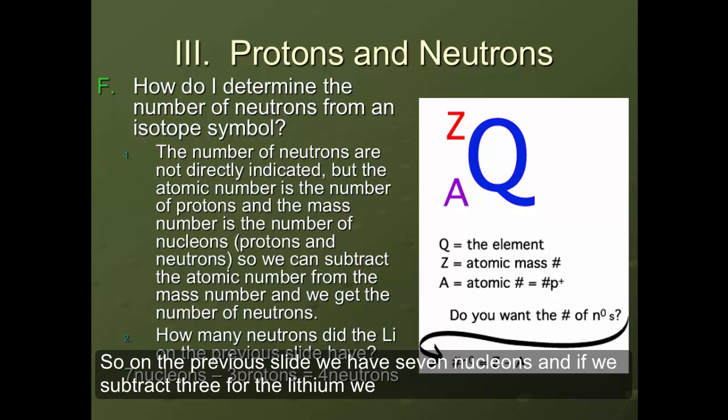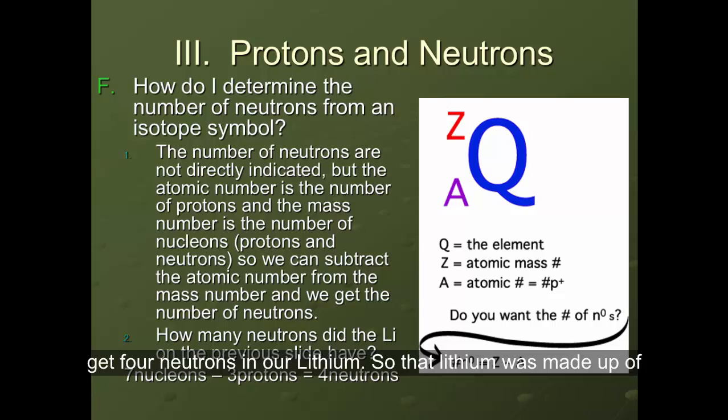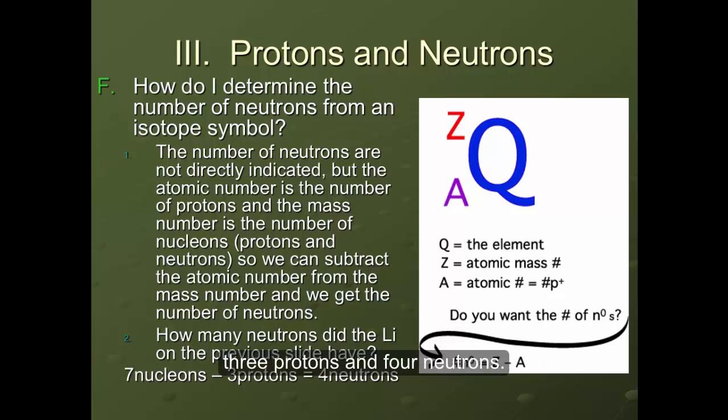So you could plug in your element symbol there. On the previous slide, we had 7 nucleons. And we subtract 3 for the lithium, we get 4 neutrons in our lithium. So that lithium was made up of 3 protons and 4 neutrons.